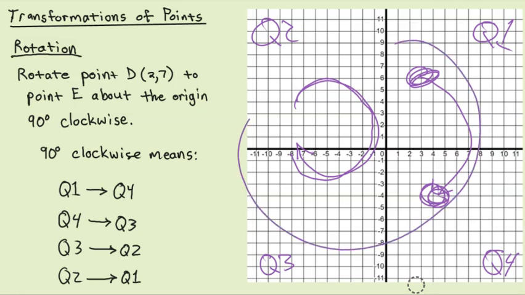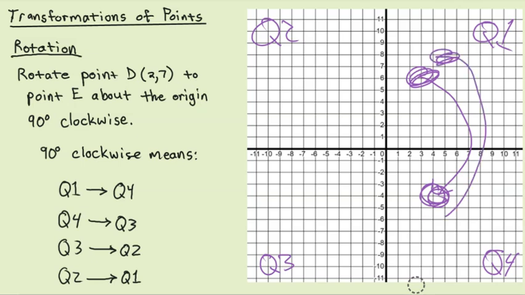So if this is clockwise, then clockwise means going from here to here, then from here to here, and so on. So if your point starts in quadrant 1, your new point is going to be in quadrant 4. If you start in quadrant 4, your new point is going to be in quadrant 3. Then from quadrant 3, you'll go to quadrant 2 and from quadrant 2 to quadrant 1. Okay? So it depends on where your point starts as to where the new point is going to go.